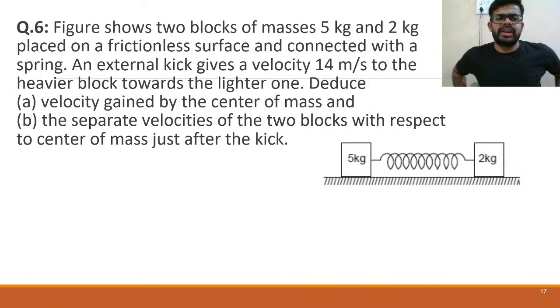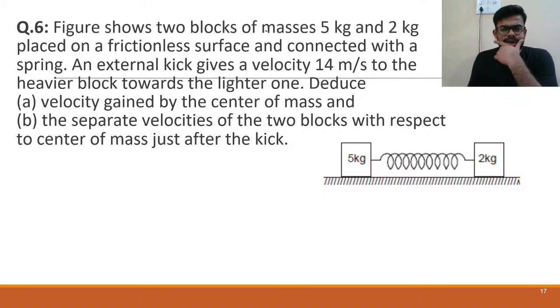Next question is question number 6. Let's see what is written in this question. The figure shows two blocks of mass 5 kg and 2 kg. Two blocks are there, this is 1 and this is number 2. It is given that the blocks are on a frictionless surface and connected with a spring. An external kick is given to the heavier block. So a kick is given to this and it will move with 14 meter per second of initial velocity. So its initial velocity is 14 meter per second.